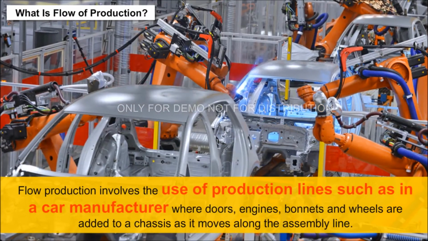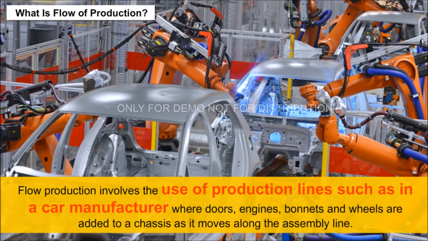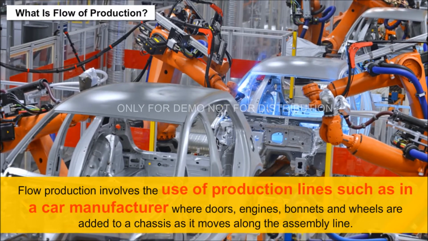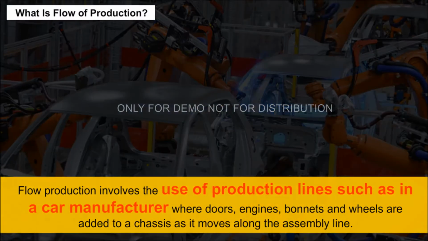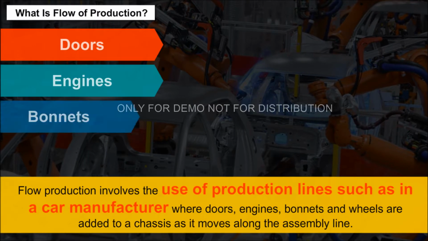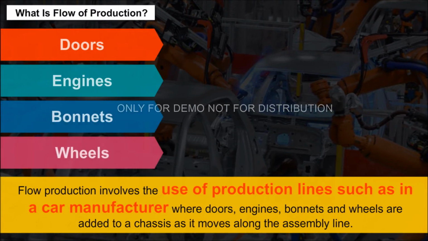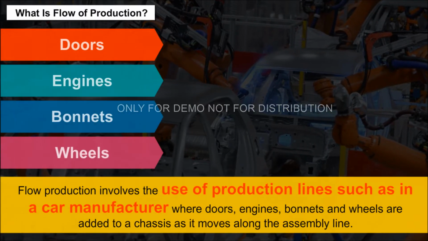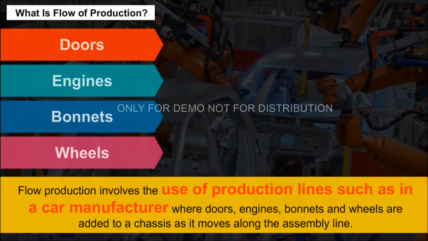Flow production involves the use of production lines such as in a car manufacturer where doors, engines, bonnets and wheels are added to a chassis as it moves along the assembly line.